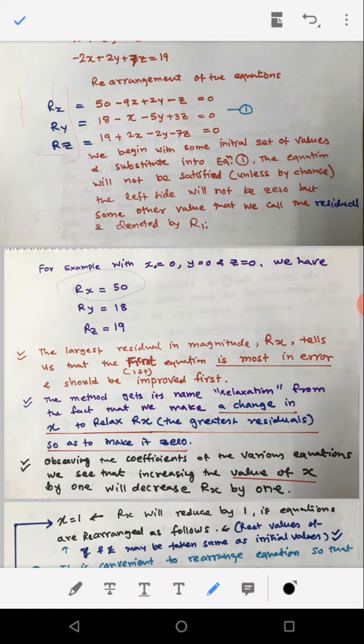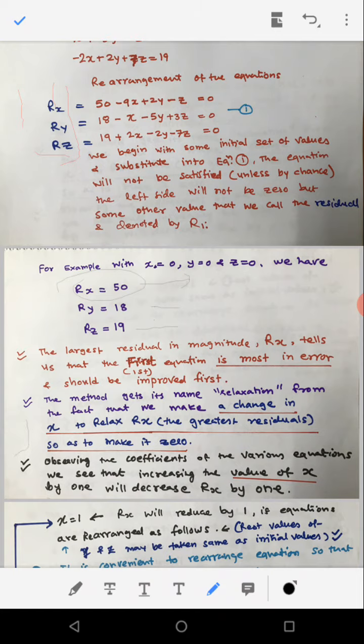So this tells us that the first equation has the most error because it is giving the larger unsatisfactory value, that is the residual. We are getting 50 as compared to the other two, 18 and 19. So we pick up the first equation to improve. The equation which is most in error should be improved first.